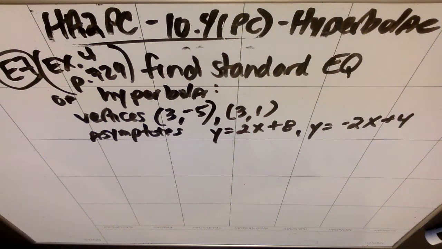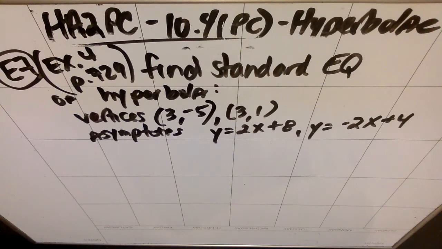All right, this is Honors Algebra 2 Pre-Calculus. We're doing 10.4 in Pre-Calc, which is hyperbolae. We're going to do example 7, which is actually example 4 from page 729 of the textbook. So we're going to find the standard equation of a hyperbola with vertices at (3, -5) and (3, 1), and asymptotes y = 2x + 8 and y = -2x + 4.